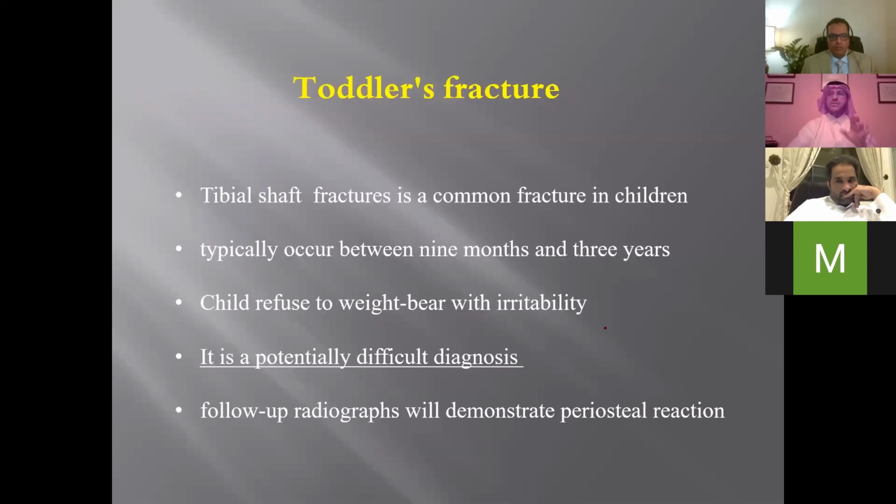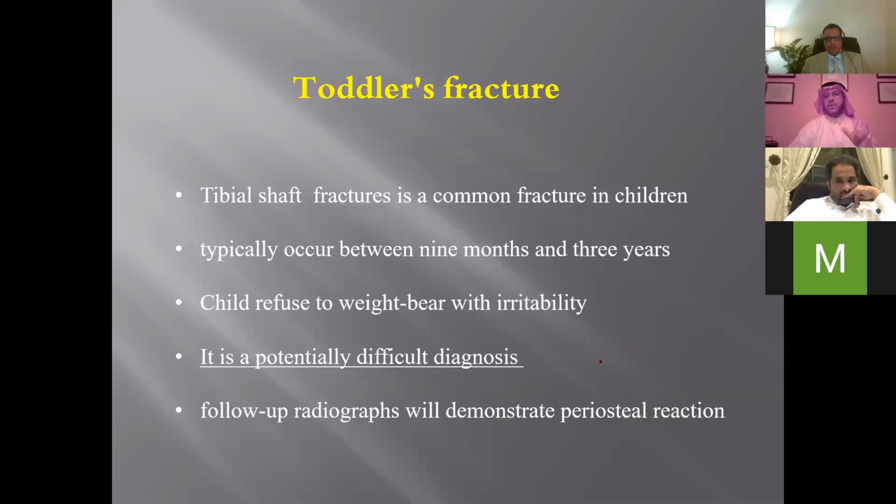Toddler fracture. It's a difficult diagnosis, especially in acute case. But when you focus, when you are lucky, you're gonna see the abnormality. So toddler fracture is a tibial shaft fracture. It's one of the most common fractures for children for the tibia. Typically occurs between 9 months and 3 years.